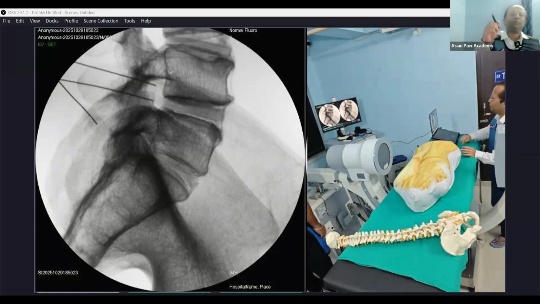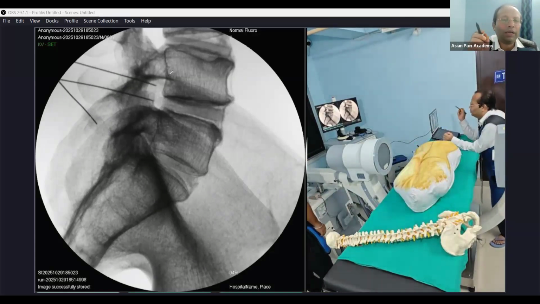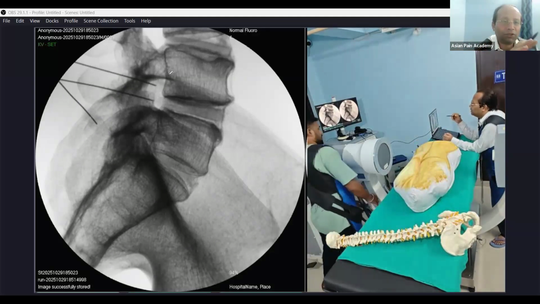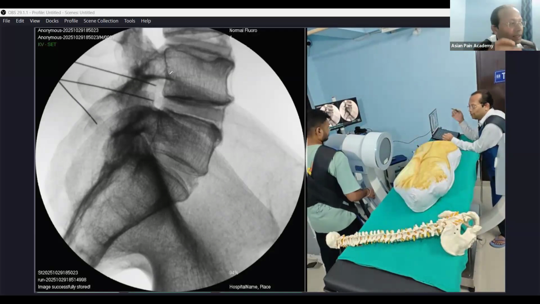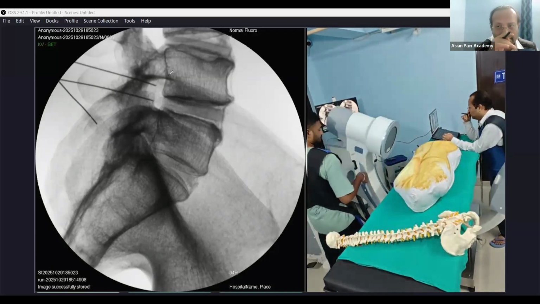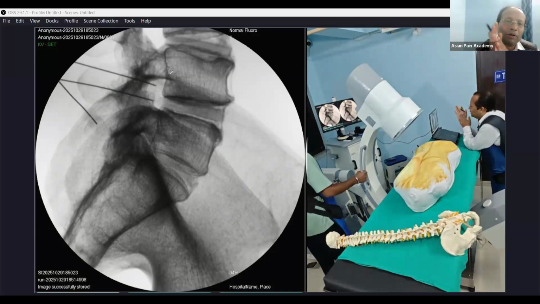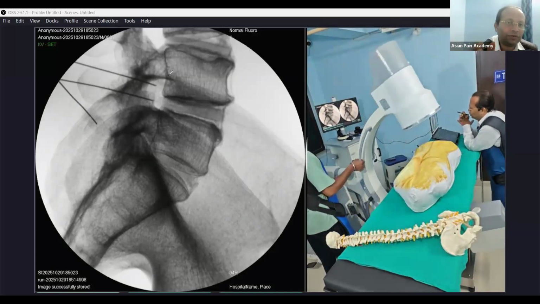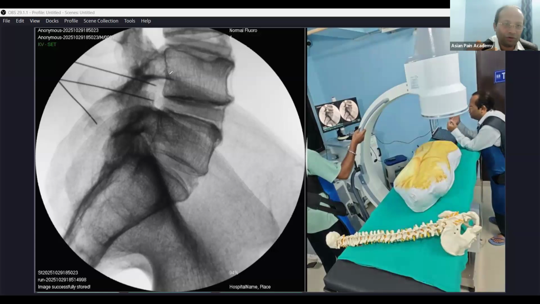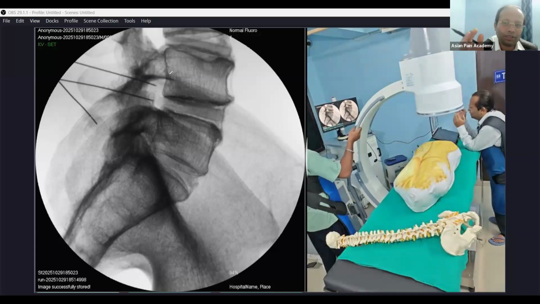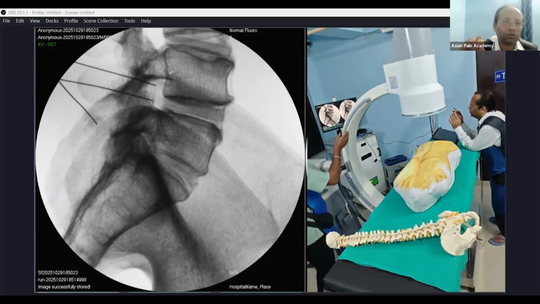Okay, so this is the perfect position in lateral view. Now we will see, this is the last position in the lateral view. L4-5 foramen. And now I will see in the AP view whether it is in the foramen or not. In lateral view, we understand how deep we have gone, so the anterior and posterior position becomes clear to us.